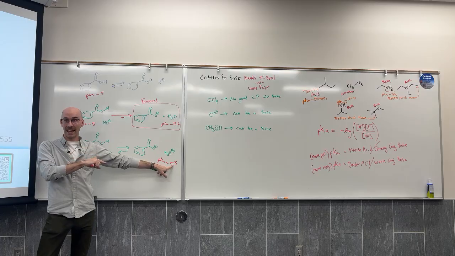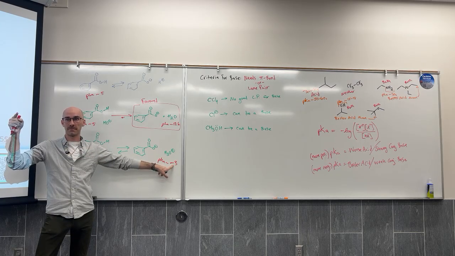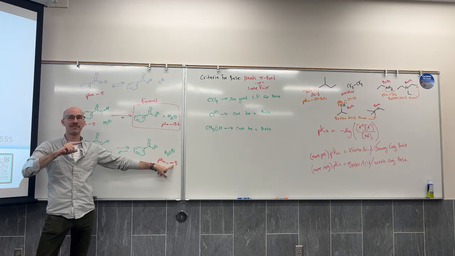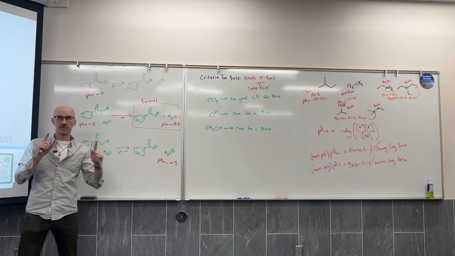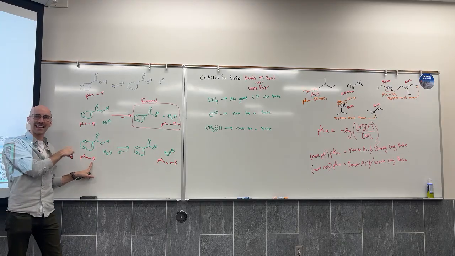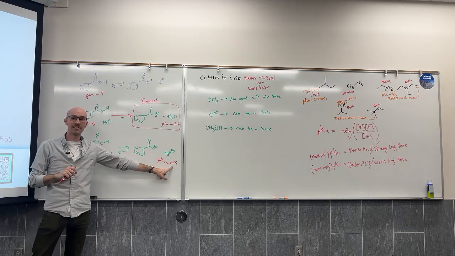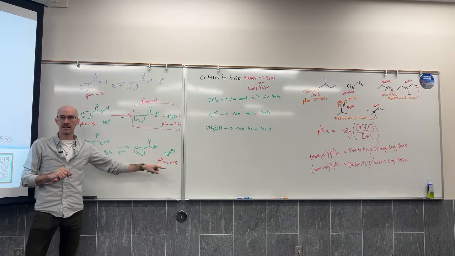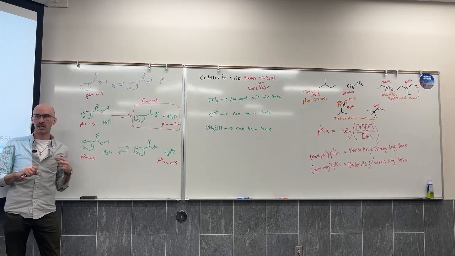This has a Ka of 10 to the 3. It has a pKa of -3. To compare, this has a Ka of 10 to the -5, and this has a Ka of 10 to the 3. The pKa is opposite the log of those.